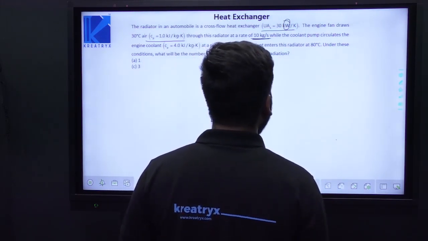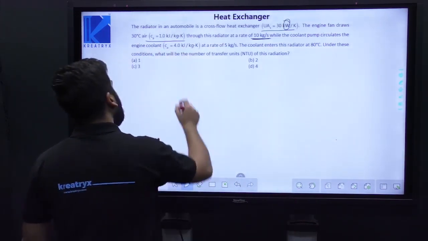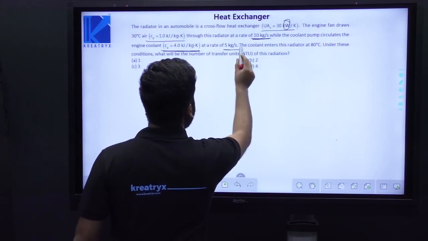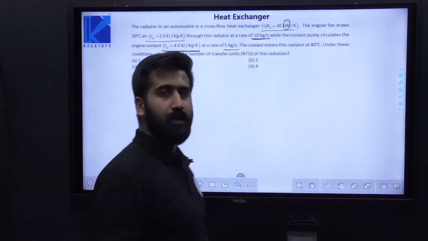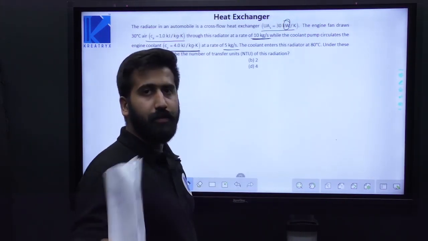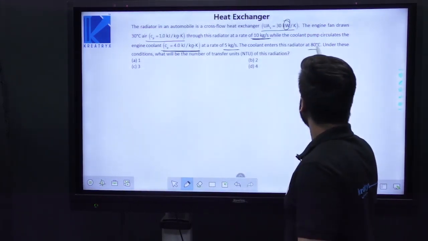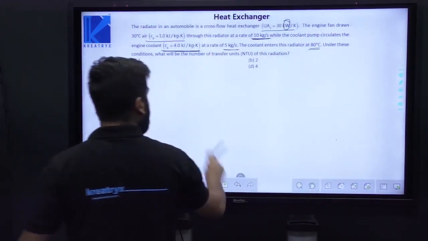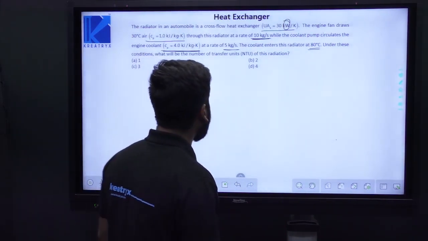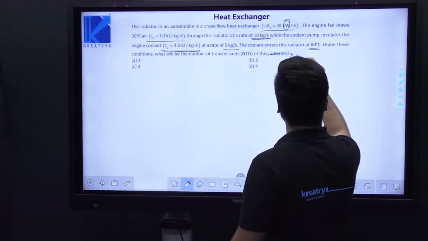The coolant pump circulates the engine coolant at a rate of 5 kilogram per second. So Cp of coolant and the mass flow rate of the coolant are also given. That means from these two data we can find the heat capacity of air and the heat capacity of coolant. The coolant enters this radiator at 80 degrees Celsius, so the inlet temperature of the coolant is given. Under these conditions, what will be the number of transfer units of this radiator?